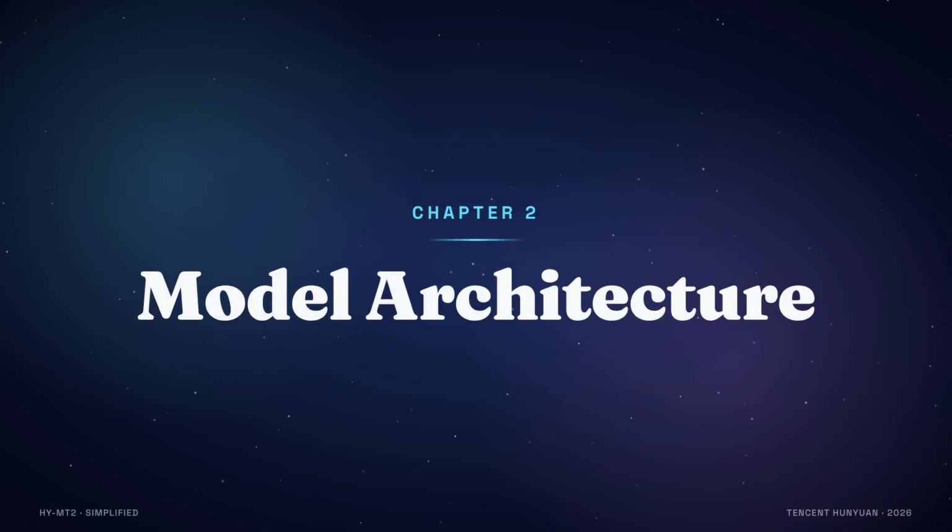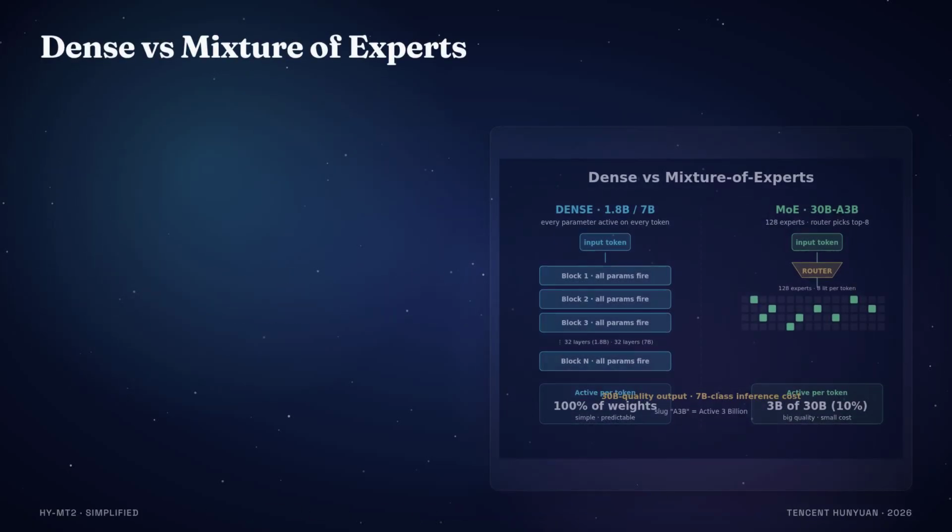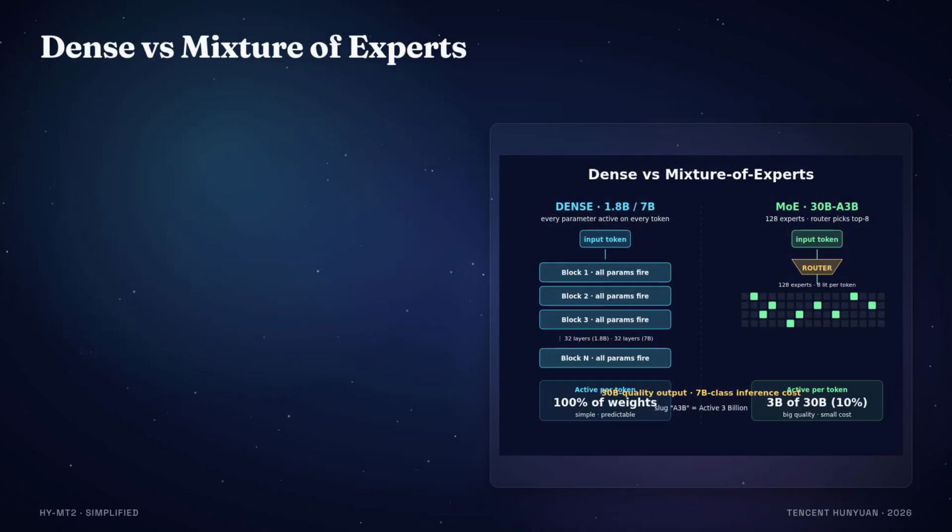Chapter 2. Let us look under the hood and see how these 3 models are actually built. The 1.8 billion and 7 billion models use a classic dense transformer. Every parameter contributes to every token. Simple, predictable, easy to deploy.